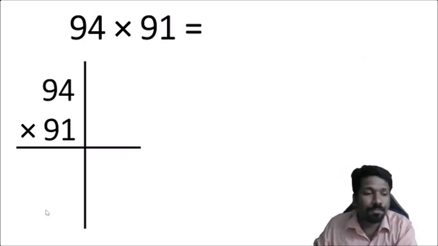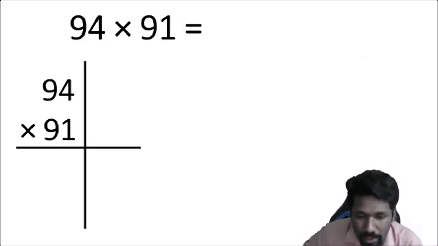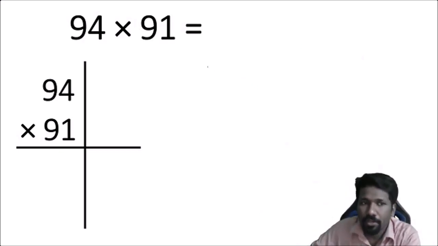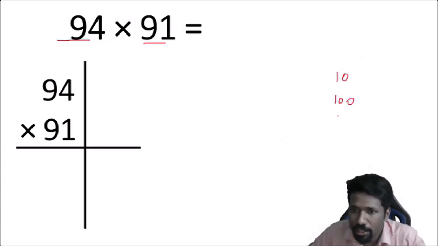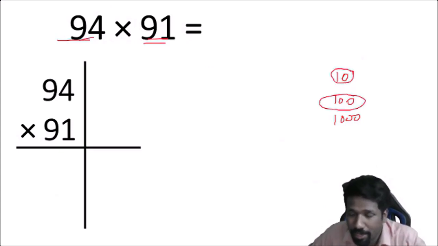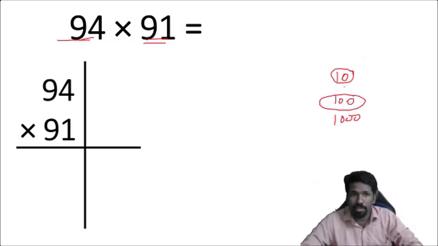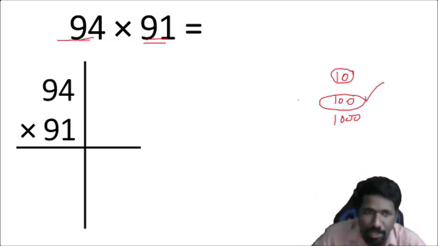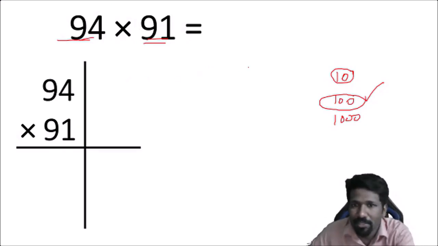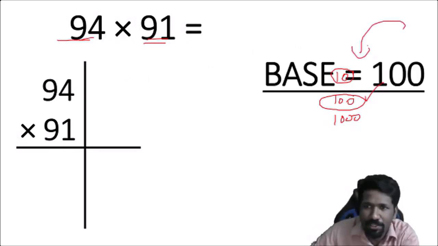Okay, so here the question is 94 and 91. So for 94 and 91, the base is 100 only. Base means 10, 100, 1000, etc. So 94 and 91 are near to 100. From 10, they are very far away. 94 minus 10 is 84. So comparatively, it is much closer to 100. So 100 is the base. Identifying the base is the first step. That is done. Now find the difference from the base.